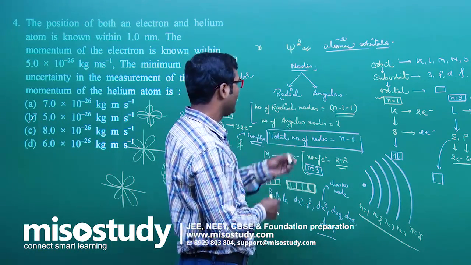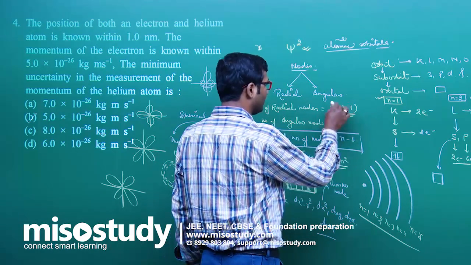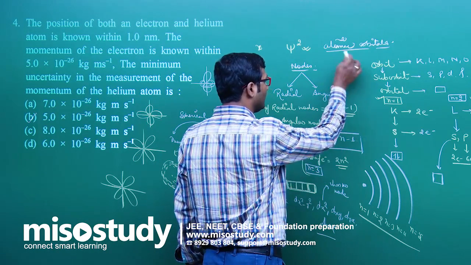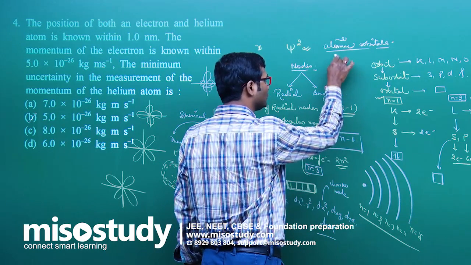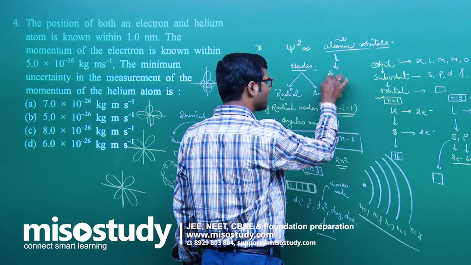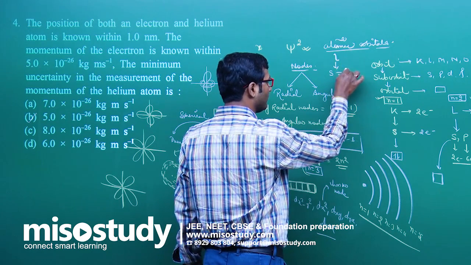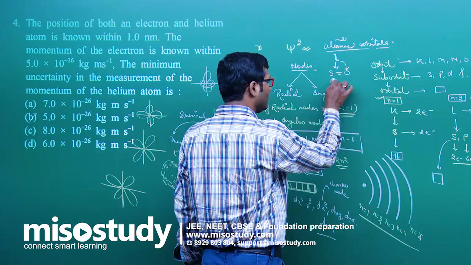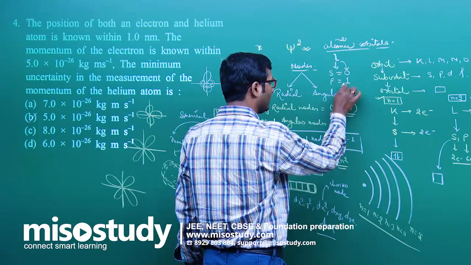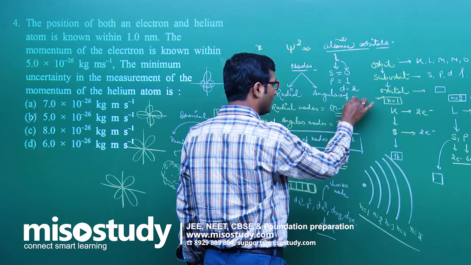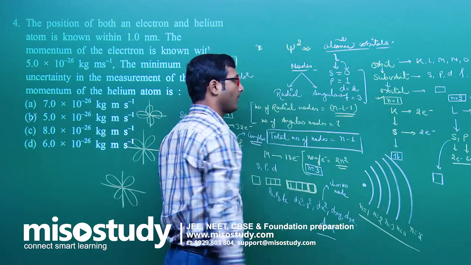Yes. So n, what is n? The value of n, that is the orbit. What is the value of L? Look at L, that is the azimuthal quantum number. For S, the value of L is 0. For P, the value of L is 1. For D, the value of L is 2. And for F, the value of L is 3.